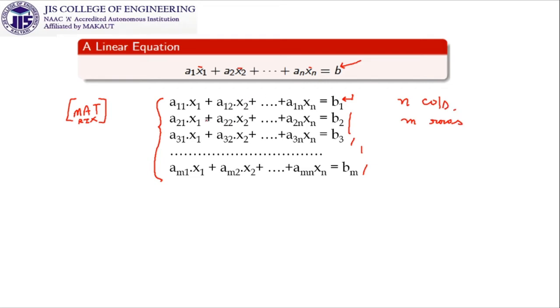So if you just concentrate on this system, it will be clear to you that the number of unknowns you are getting is the same as the number of columns. The number of unknowns, or number of variables basically, is the same as n, and the number of equations is nothing but the number of rows in this system of linear equations. So from the matrix point of view, it is nothing but an m cross n system.